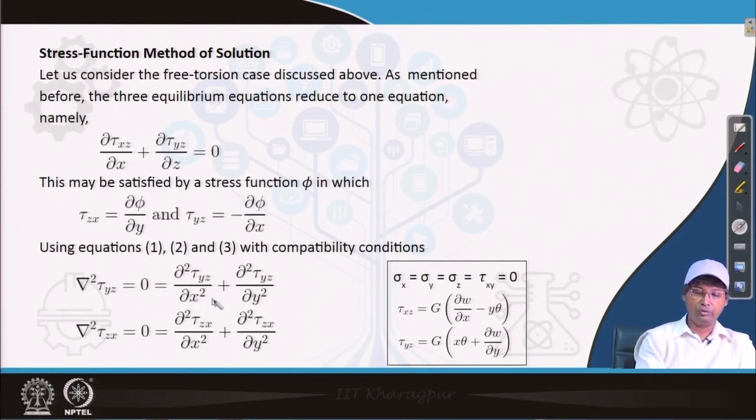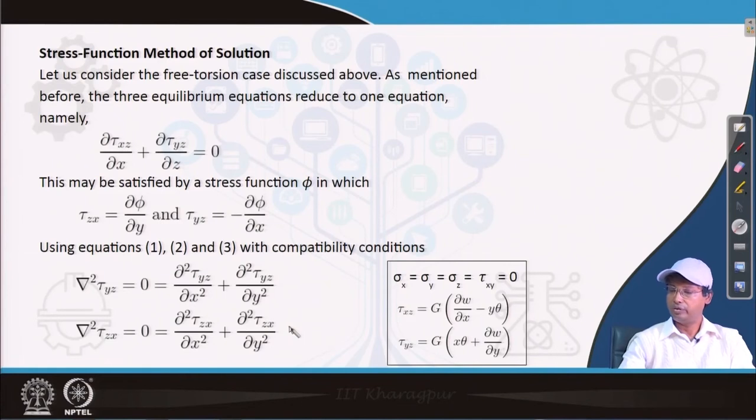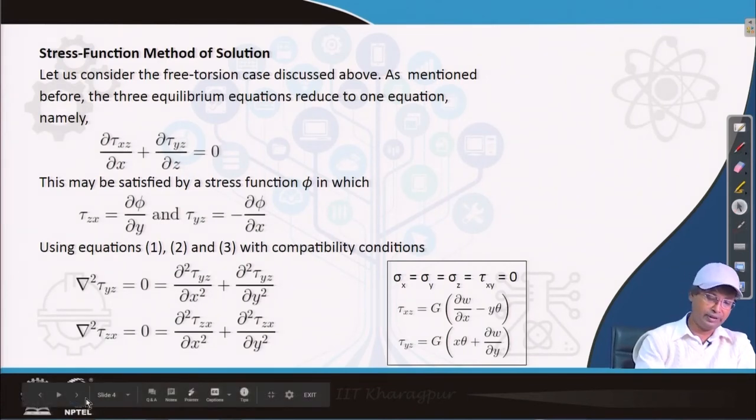Del 2 tau y z by del x 2 plus del 2 tau y z by del y 2 is equal to 0, and del 2 tau z x by del x 2 plus del 2 tau z x by del y 2 is also equal to 0. With this note we proceed to the next slide.